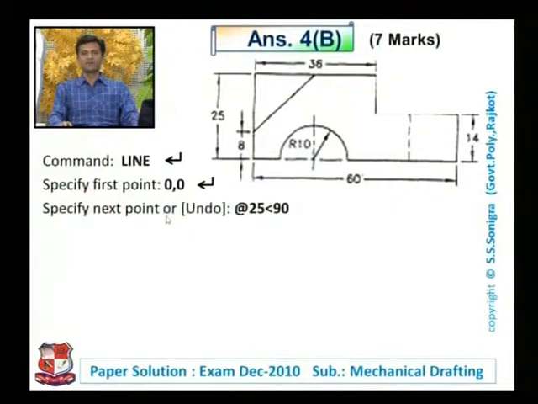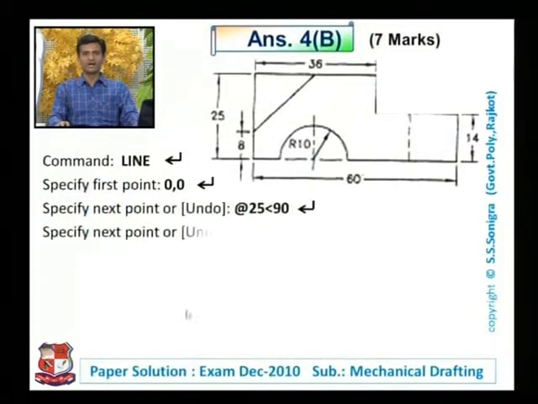Then specify next point or undo. Our next point is here, at a distance of 25 millimeter from this point and at an angle of 90 degree in this direction. Hence the command should be written like this: @25<90. 25 is the length and this symbol represents the angle. If we write here 25 at an angle of 90, it will draw a straight line up to a distance of 25 millimeter, and enter.